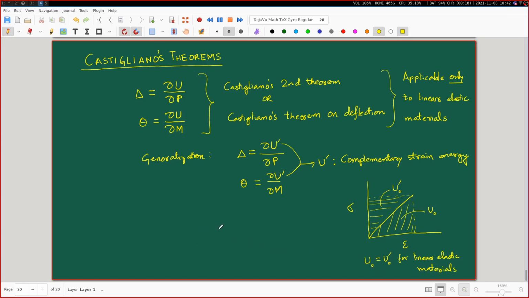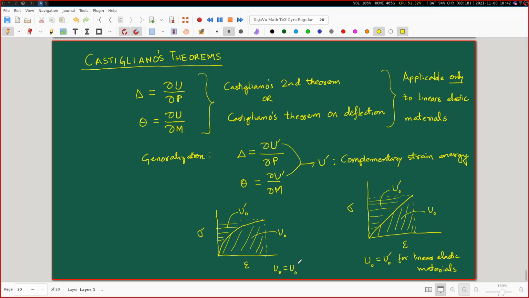But if you don't have a linear elastic material, for example, if you have a stress strain curve which looks like this, and mind you, in nature we do have many materials which are like this, in such a case, the area under this is still your U naught, the strain energy density. But when you take the complementary area here, this one, this is our U naught dash, the complementary strain energy density. And here, U naught is certainly not equal to U naught dash.